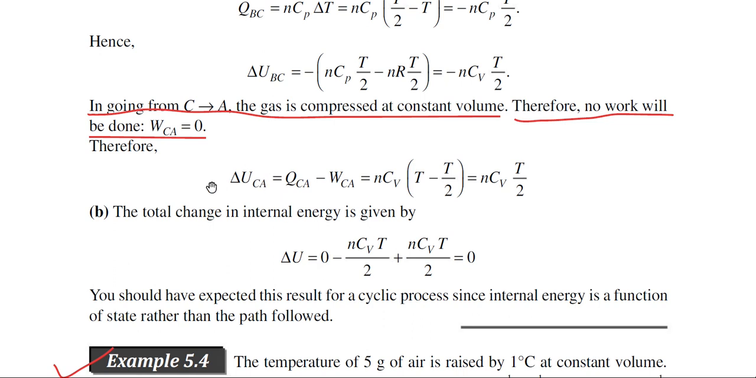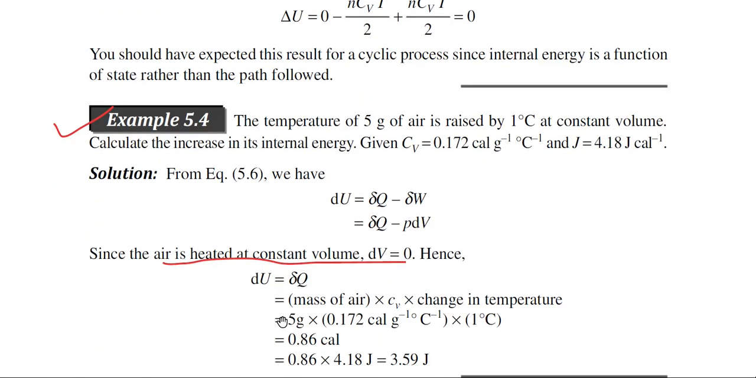Now in this way we have calculated the change in internal energy delta U. So what will be the total change in internal energy? That will be the sum of all the processes. In the first state it was 0, and these are the values of the next two states. So ultimately we get delta U equal to 0. So for this particular cyclic process, the change in internal energy is 0.